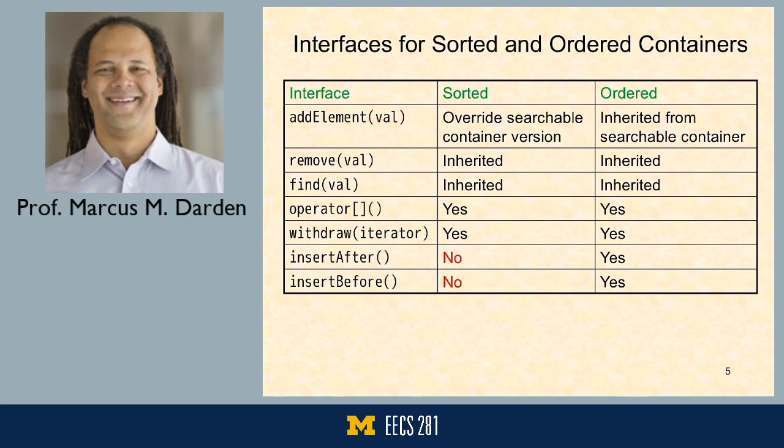In an ordered container, I can just inherit from the searchable container. Searchable container allows me to put things in there. I put them in there, and an ordered container doesn't care, as long as they stay where they're supposed to be, I don't have to do any additional work. All right, remove and find can both inherit directly from the searchable container. That's fine on both containers.